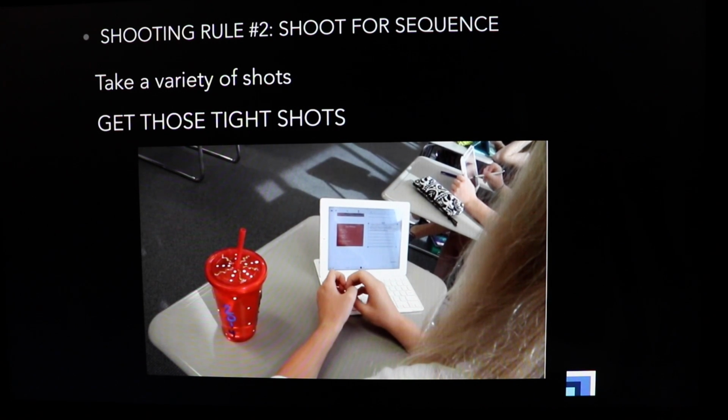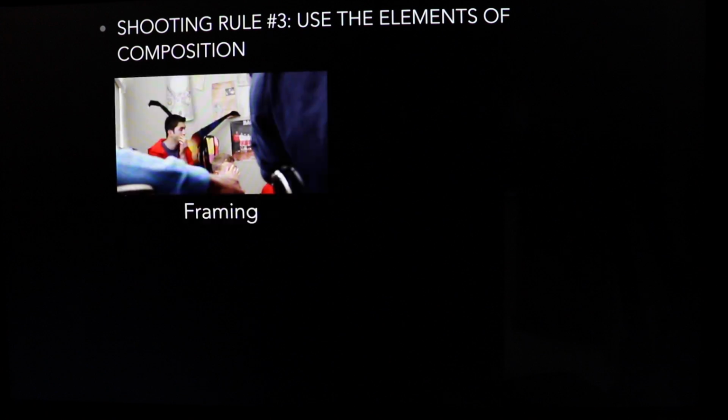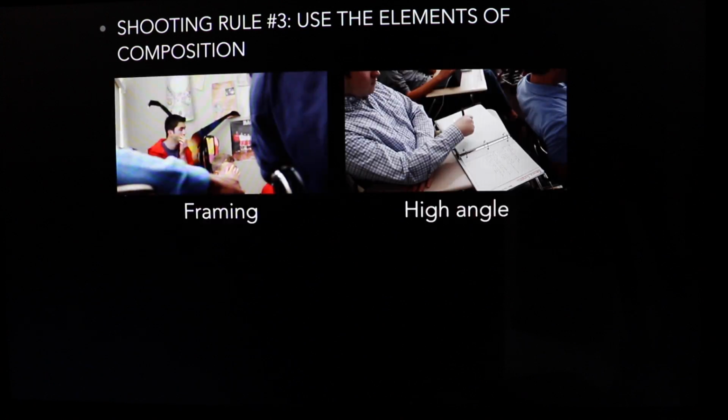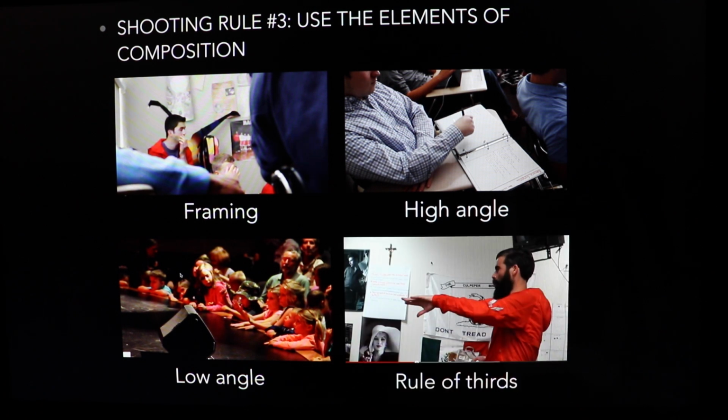Let's take a look at another shooting rule here, shooting rule number 3, using the elements of composition. You remember them from photography. Well, we use them in videography as well. Framing, we remember that from the Fagnet piece. High angle, low angle, and rule of thirds you can use even when you're shooting B-roll. Mr. Bruno in action teaching here, and great rule of thirds to show us the classroom and the talking space that he's talking out into.